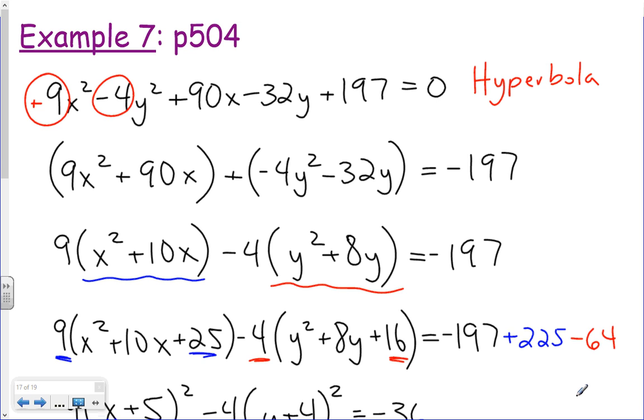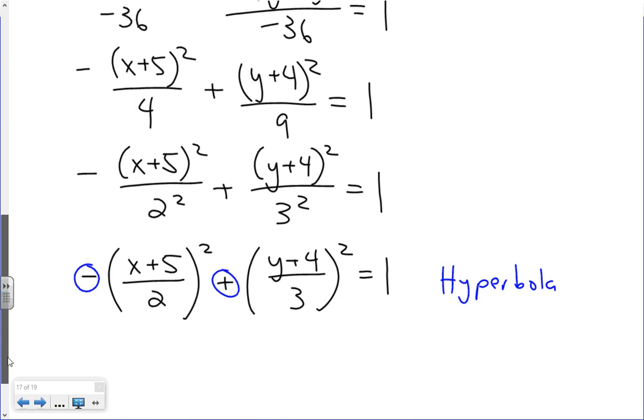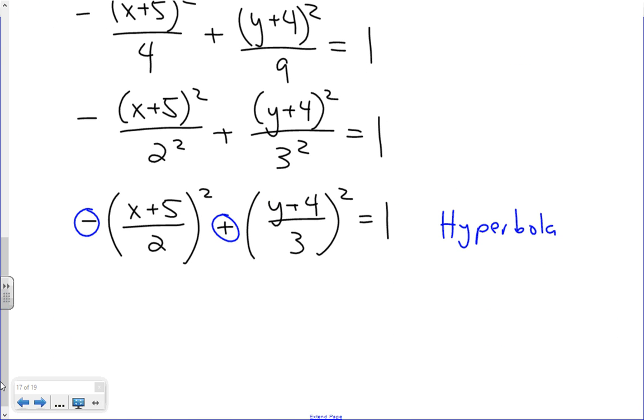This is the reason why going through these steps to get it into this form is very helpful. Now I know exactly where the center's at. I know the direction it opens up in. I know what the x dilation, y dilation are. I could actually sketch this thing.